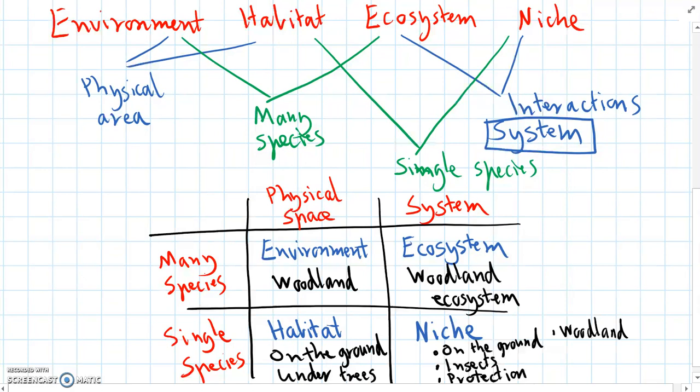So these four terms, environment, habitat, ecosystem, and niche, even though they seem similar, they actually have important differences when we're talking about ecology.